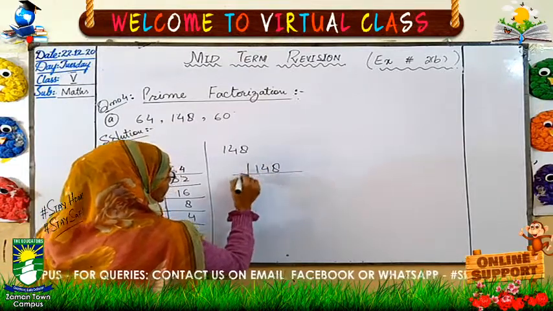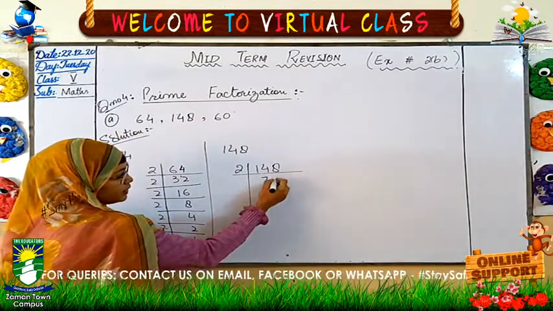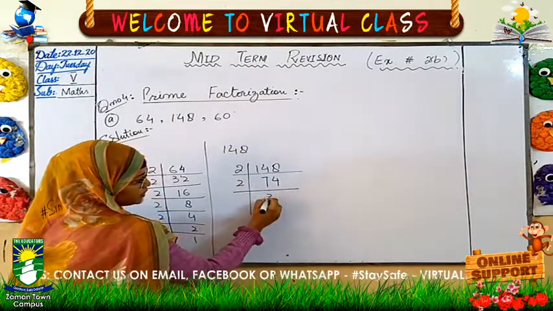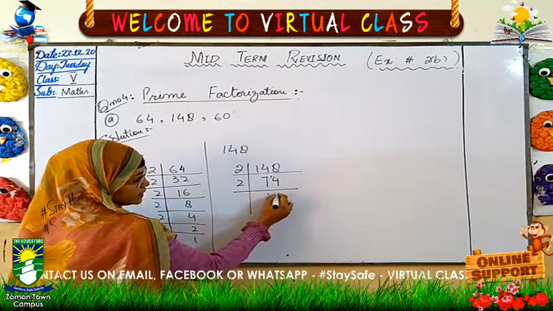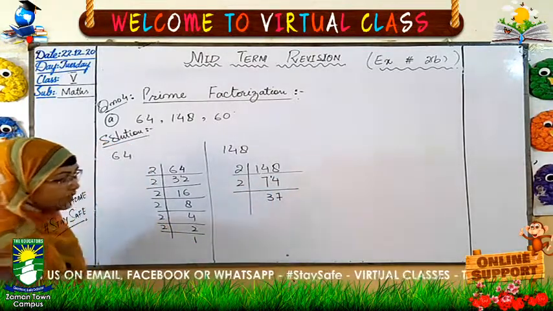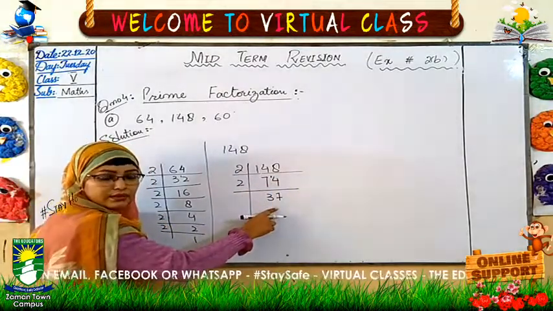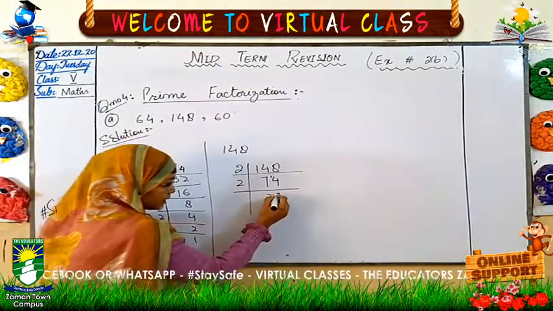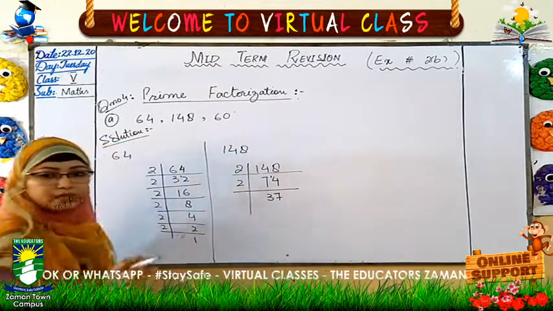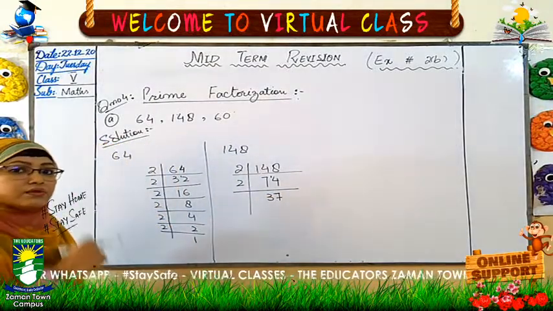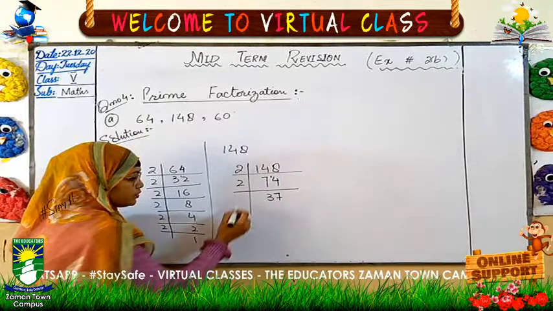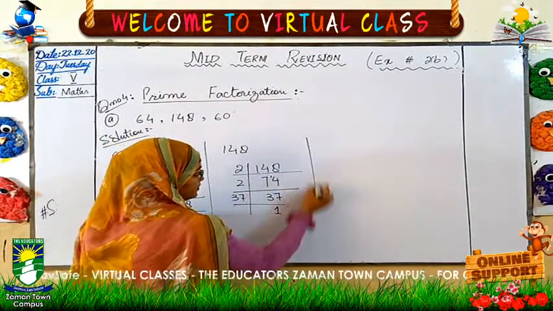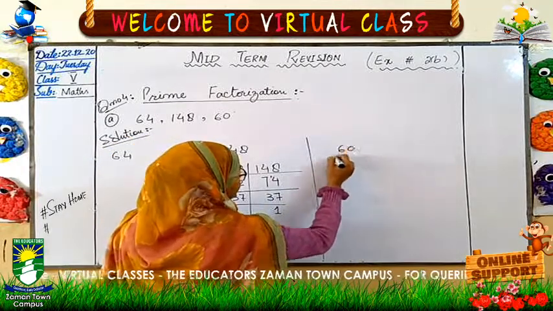Starting from 2 again, 2 7s are 14 and 2 4s are 8. Then 2 3s are 6, 1 carried, 2 7s are 14. And now we have 37. And 37 is a prime number, which means 37 is a number which is not divisible by any other number. So 37 ones are 37. And next we have 60.